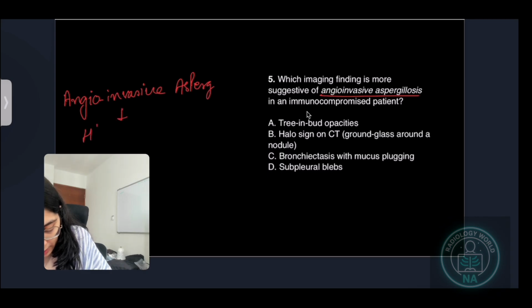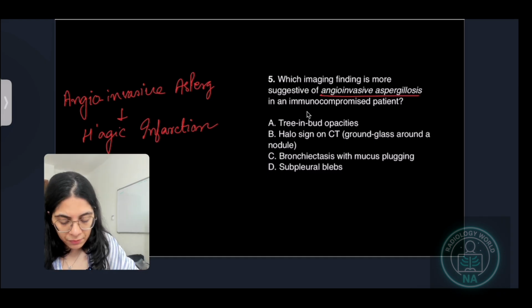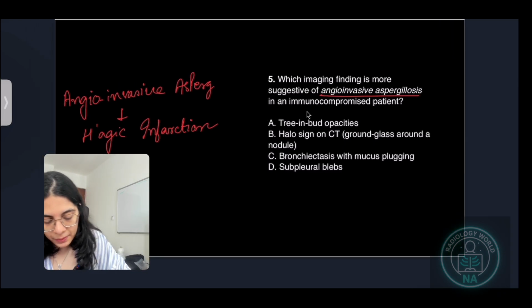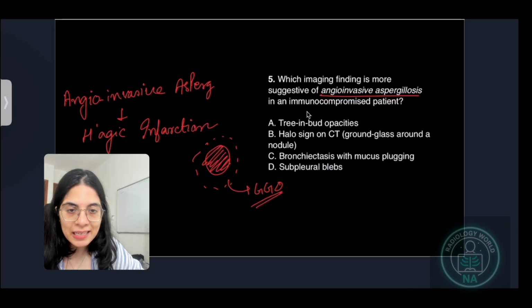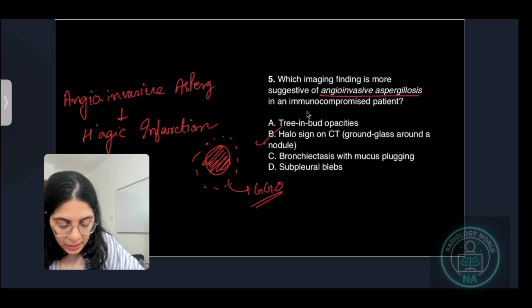There is hemorrhagic infarction because of the involvement of the vessels. Okay, so whenever there is a hemorrhagic infarction, what is going to happen? If there is consolidation or cavitation present, there is hemorrhage, that is going to lead to a halo sign in the form of ground glass opacity. Okay, so this is very characteristically seen with angio-invasive aspergillosis, and you will see a halo sign on CT.